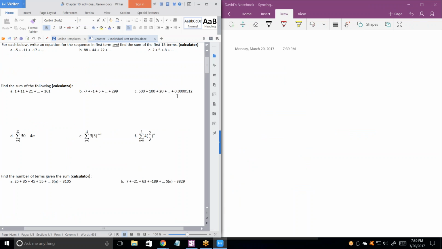So again, we didn't do the math, but we can solve for n, and then once you have n, then you can do the sum of n terms.